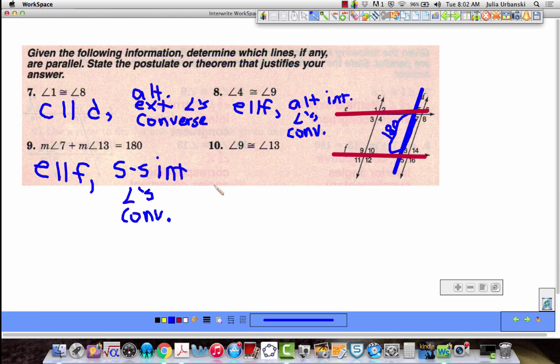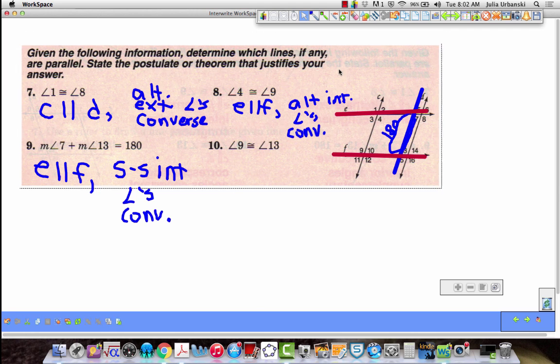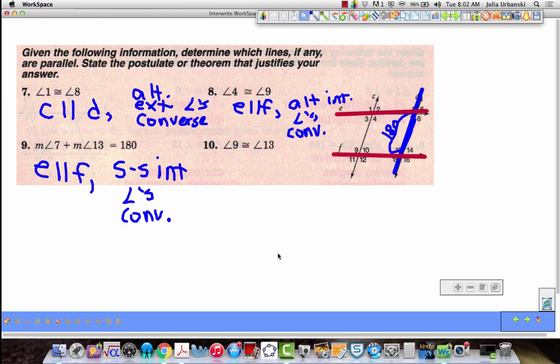Try number 10 on your own. Sorry, my picture got a little bit off. Try number 10. Look at the things that are given to you and try to decide which two lines would be parallel from that.